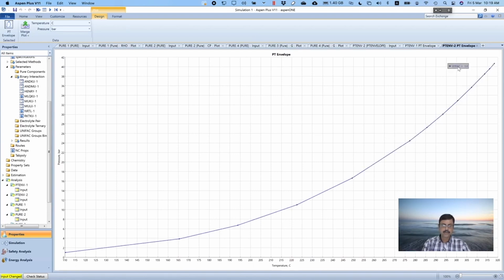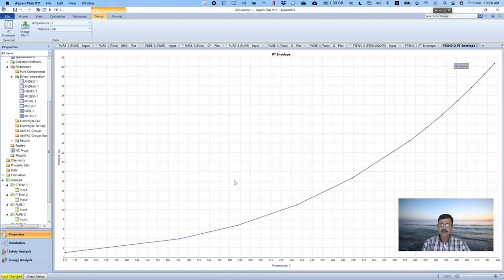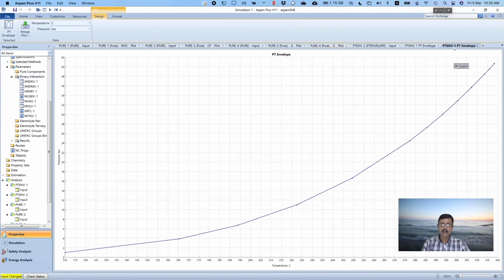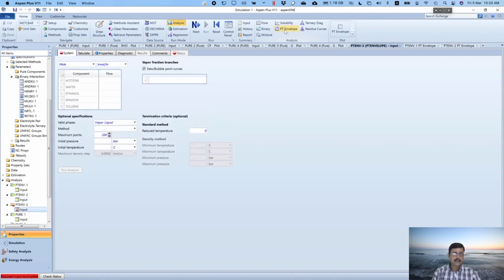Just change it to toluene and bring in the PT envelope once again, and this time you have to choose water at 1 bar. Run analysis.